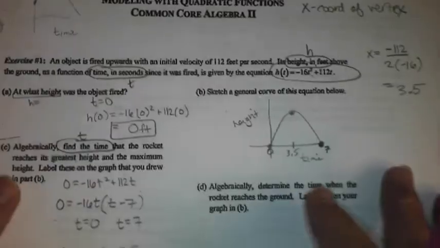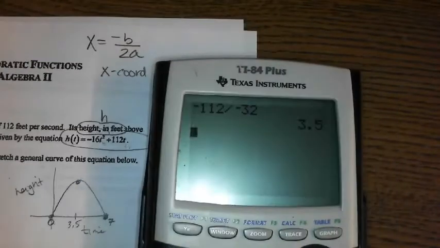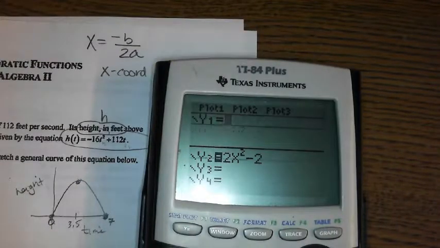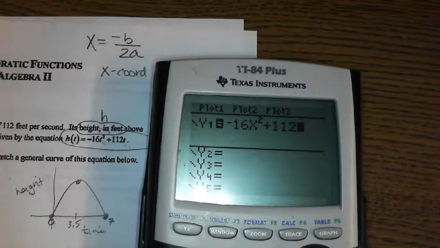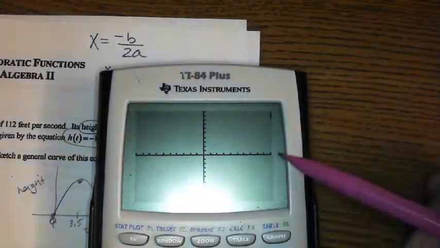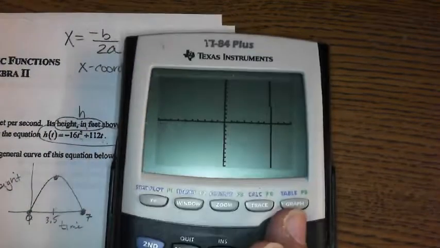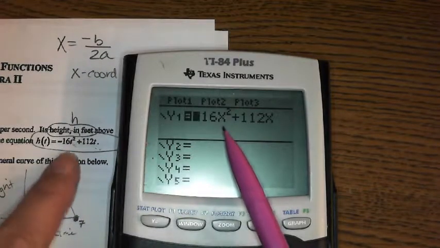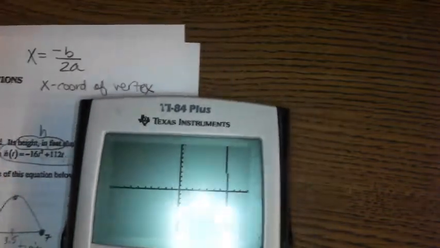So that's all algebraically, and honestly, only if they say that you have to do it algebraically do you have to do that. Because if they don't say algebraically, the easier graphing way of doing this is just by typing it into your calculator. Negative 16x squared plus 112x, we can just graph this. Now I'm going to start with a negative 10 to 10 and a negative 10 to 10 graph. Did I type that in right? Negative 16x squared plus 112x, I did. So I start with that graph.